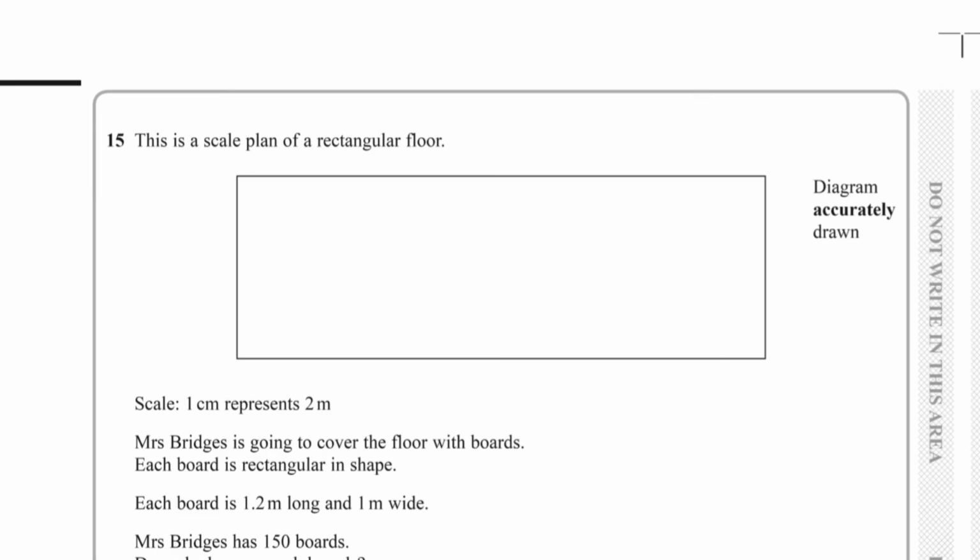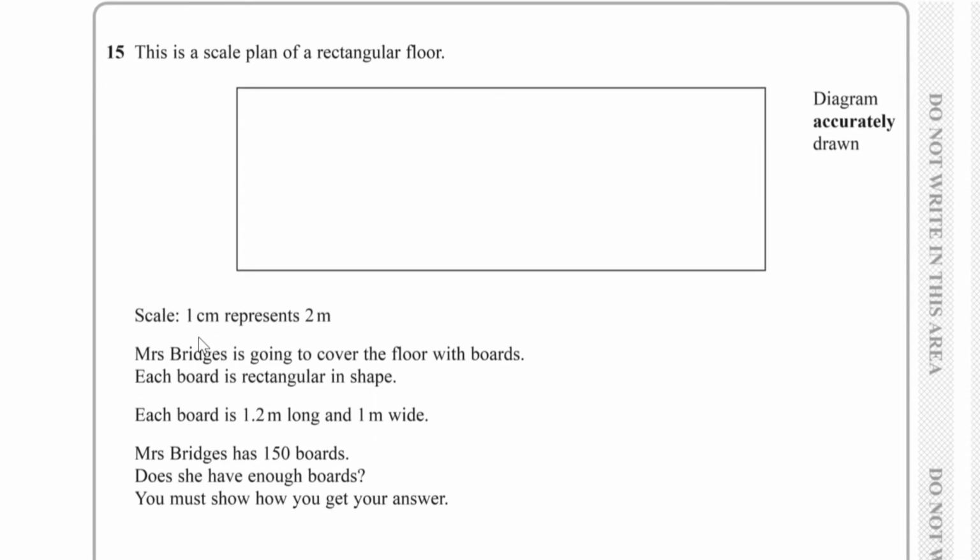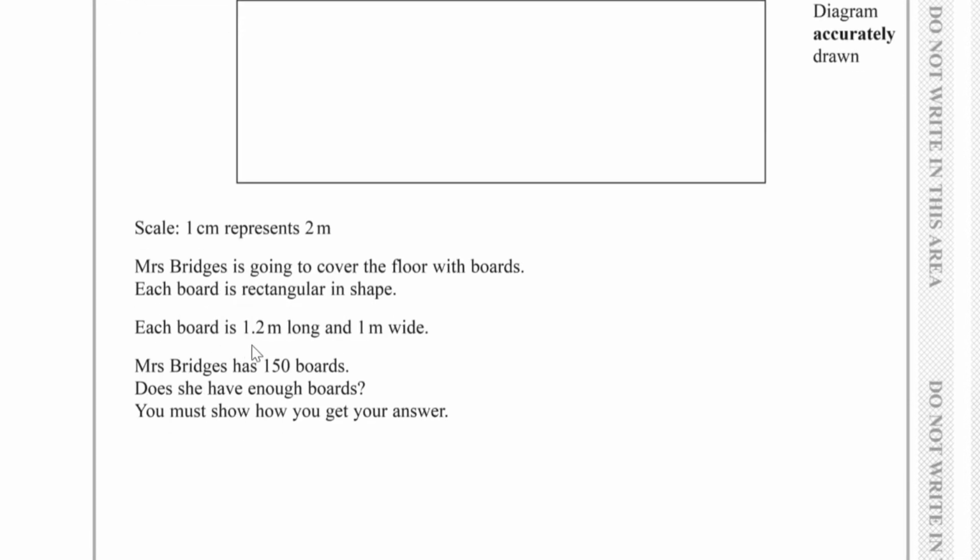Question number 15. This is a scale plan of a rectangular floor, and the diagram is drawn accurately. We've got the scale 1 centimeter represents 2 meters, and Mrs. Bridges is going to cover the floor with boards. Each board is rectangular in shape. Each board is 1.2 meters long and 1 meter wide. Mrs. Bridges has 150 boards. Does she have enough boards? You must show how you get your answer.